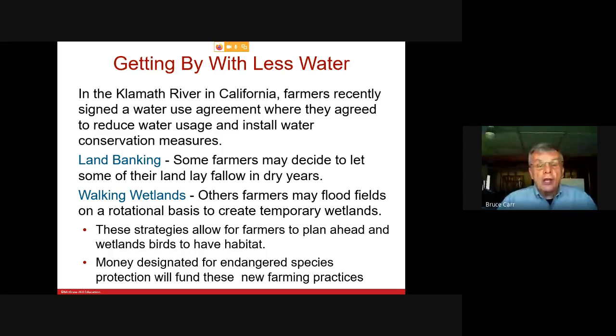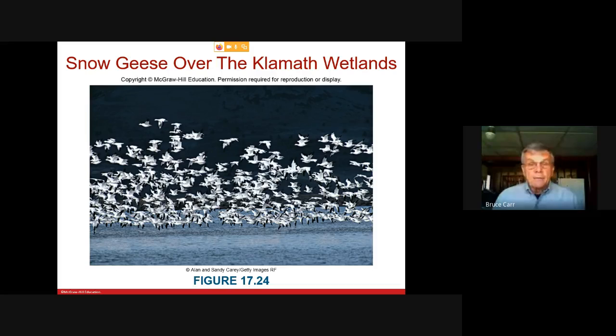Walking wetlands, a rotational method of flooding wetlands and then letting them dry out, restores fertility. And again, they talk about resting the land. And while they're doing that, they provide habitat for wetland species. Migratory waterfowl are the big species that attracts attention because of the popularity and the profitability of hunting ducks and geese. Endangered species protection and the money that's available to fund them are in fact being used to support new farming practices and water conservation. Here is a picture of Klamath Lake.